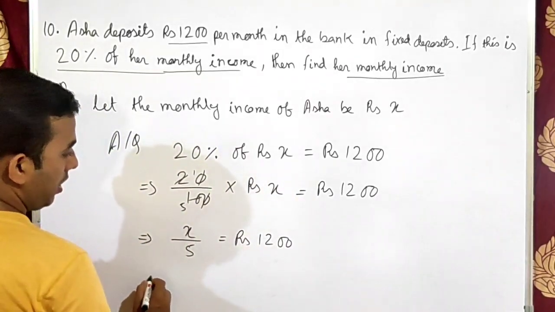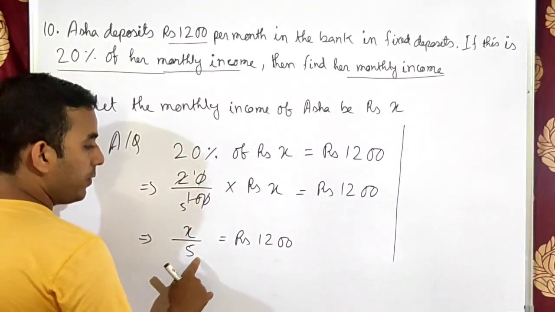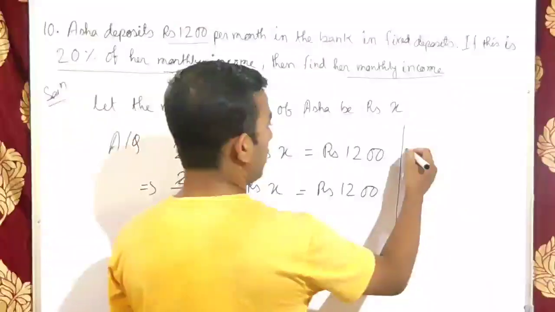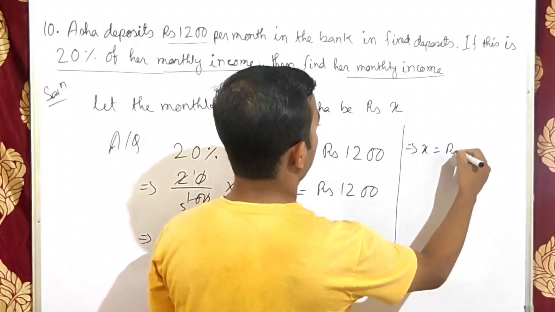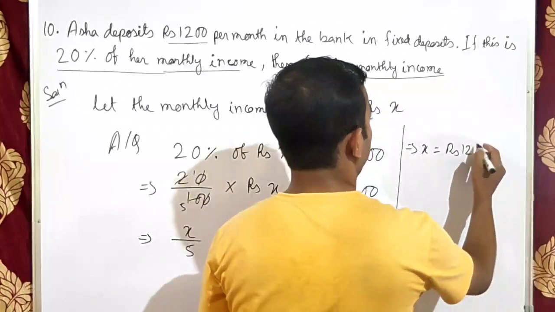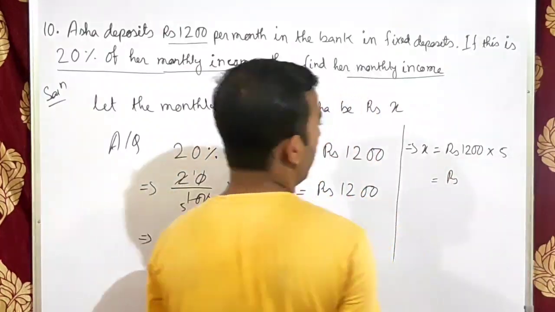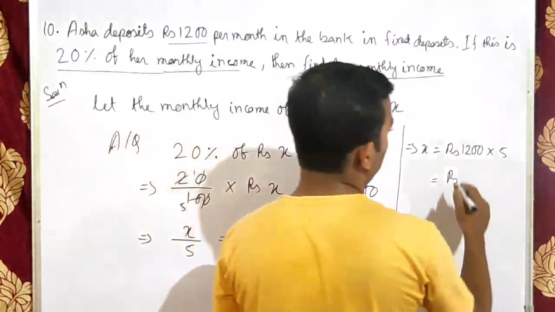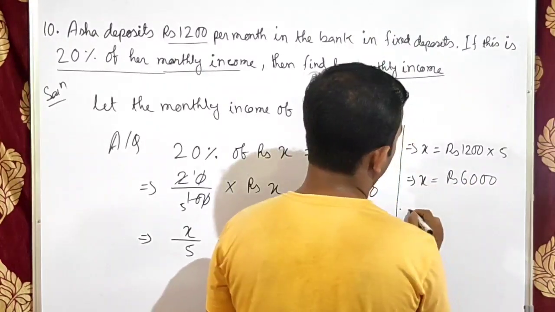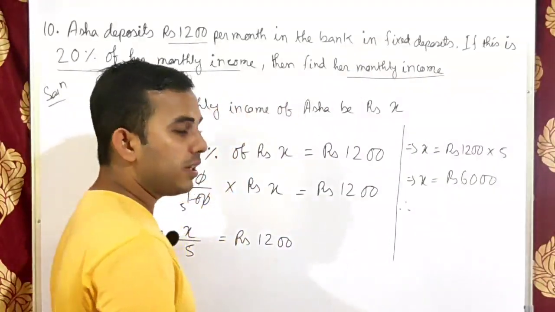So now we have to find the value of x. We will remove this 5. Here 5 is dividing x, so when you change the side it will be multiplied. So we can write x equals rupees 1200 into 5. So it will be rupees 12 into 5, which is 60, then these two zeros. So x is therefore 6000.